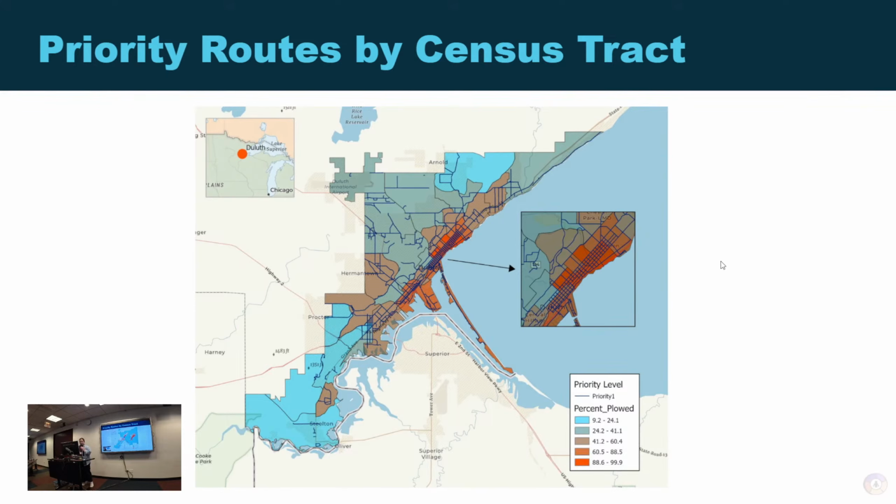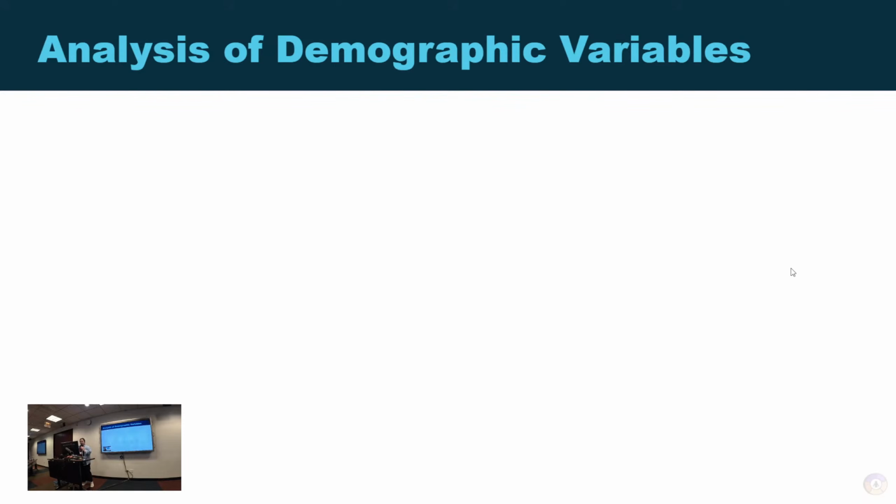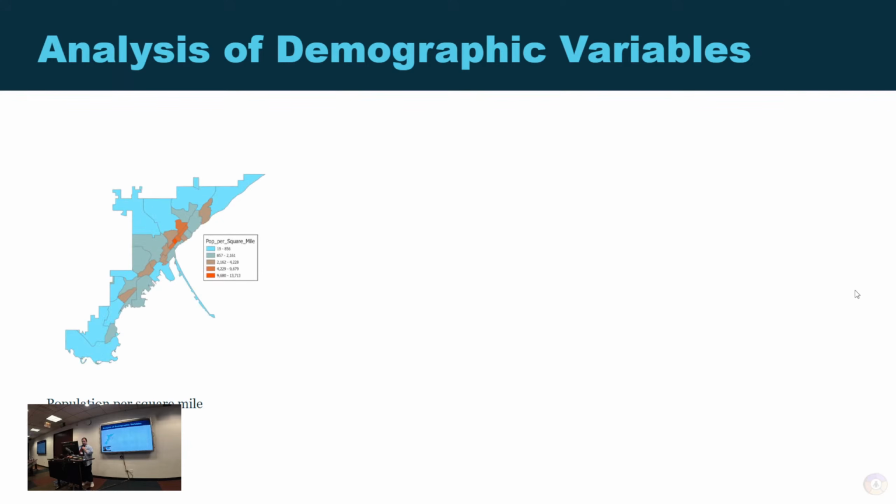To analyze the effect of those selected demographic variables on the distribution of those snowplow routes, I ran a spatial lag regression model. The distribution of the 3 most important variables to that model are shown in the maps that I'm going to pull up. So this first map is the distribution of population density, which follows a very similar pattern to the snowplow map, with the highest population density near the city center and less people living towards the edges, which makes logical sense.